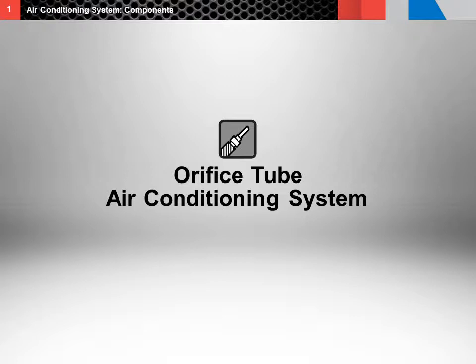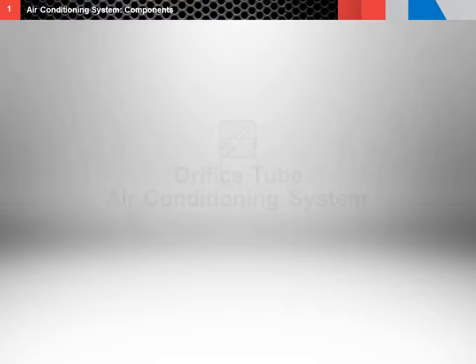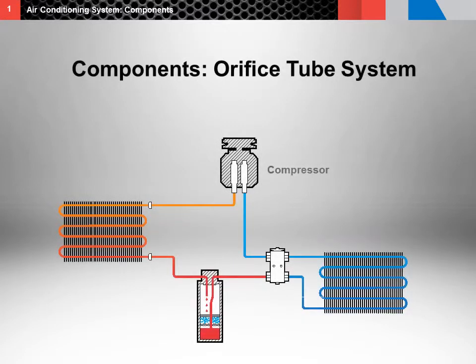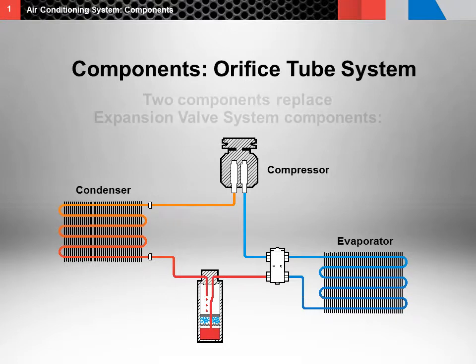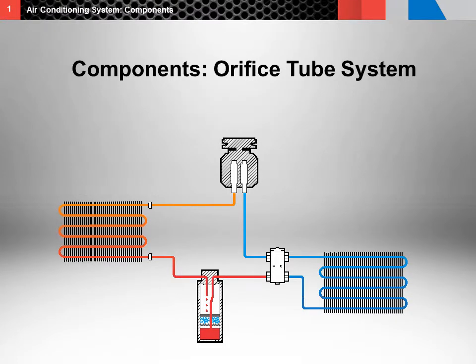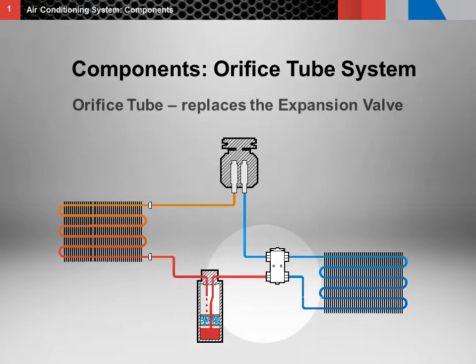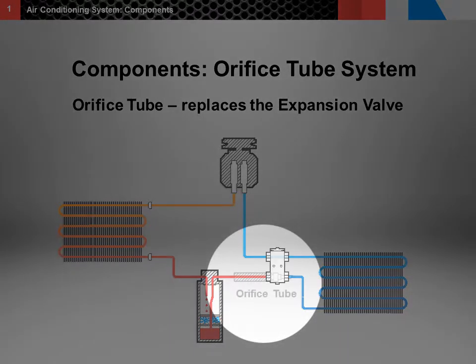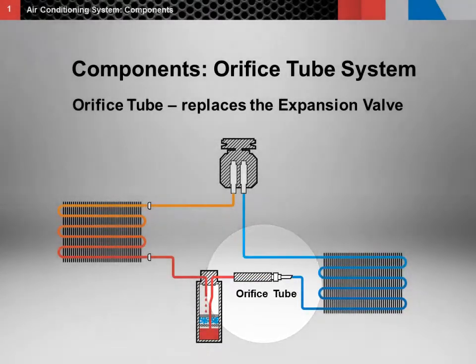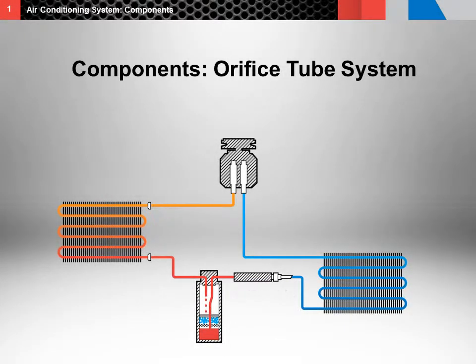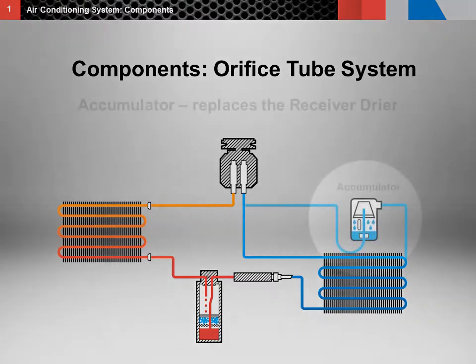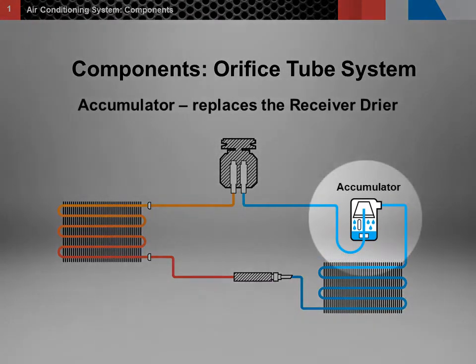Now, let's take a look at the components of the orifice tube air conditioning system. Like the expansion valve system, it has a compressor, condenser, and evaporator. But there are also 2 different components. An orifice tube that replaces the TXV block valve in an expansion valve system, and an accumulator that replaces the receiver dryer in an expansion valve system.